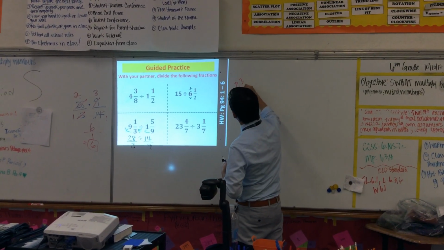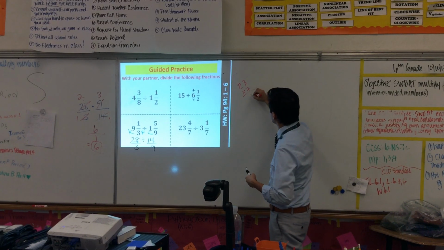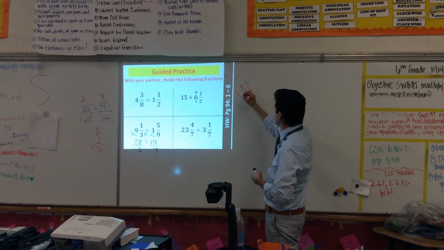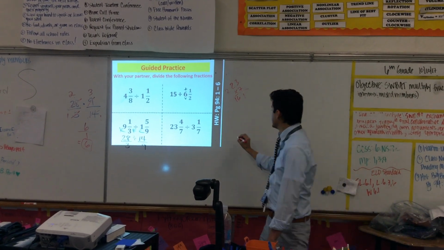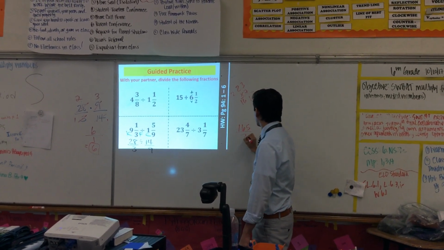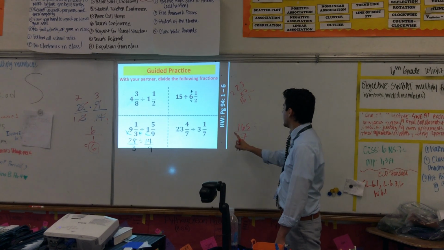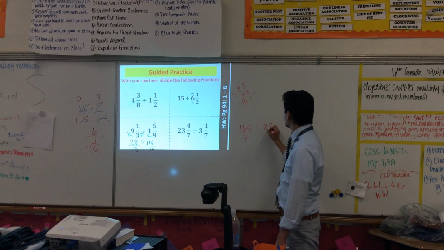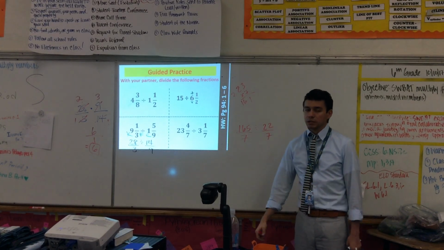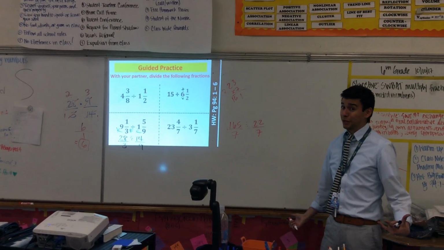Okay, 23 times 7, multiplication. 7 times 3 is 21. 7 times 2 is 14, 15, 16. Oh, 161 plus 4 is 165 over 7. Divided by 7 times 3 is 21, 21 plus 1 is 22 over 7. Horrible numbers. I'm sorry.